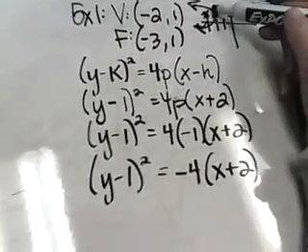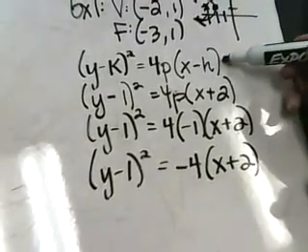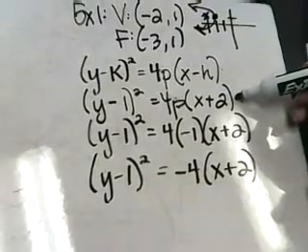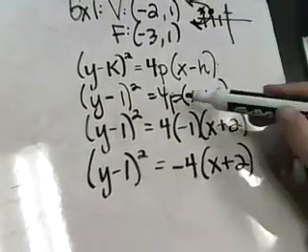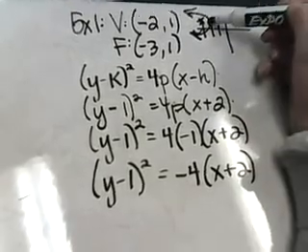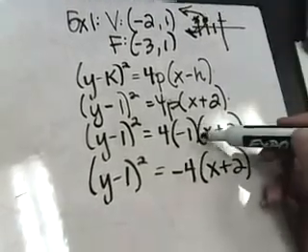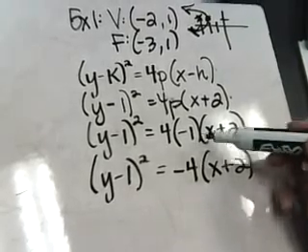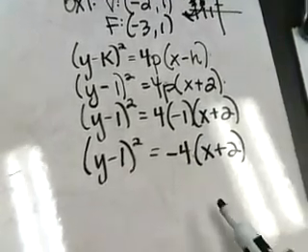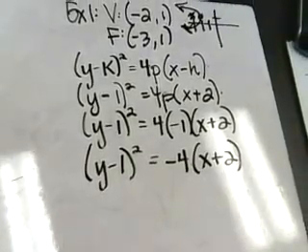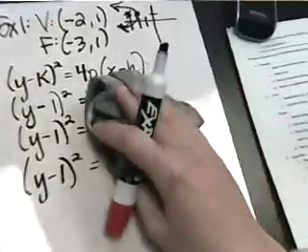So I sketched it. I determined the form. I subbed in my vertex, my HK. I determined what P was. Remember, P is the distance between the vertex and the focus, so it went 1 to the left. So that's how we knew it was -1. If it would have gone 1 to the right, it would have been positive. And then we cleaned that up. There's my equation. That's all you have to do. We just had to write it. So there's an example of a parabola.